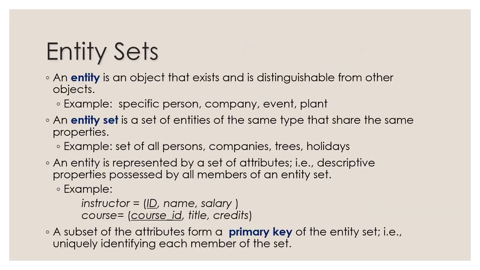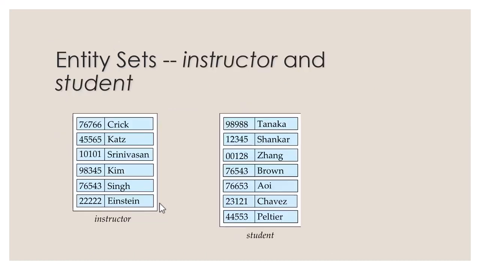So an entity set is a set of entities of the same type that share the same properties. Here we have an instructor table that has three attributes, and ID is going to be the key for this table. We have course, which has course ID, title, credits. Course ID is unique. It's the key, so it's underlined. These are called primary keys. Most tables have some kind of a key, and make sure you underline those.